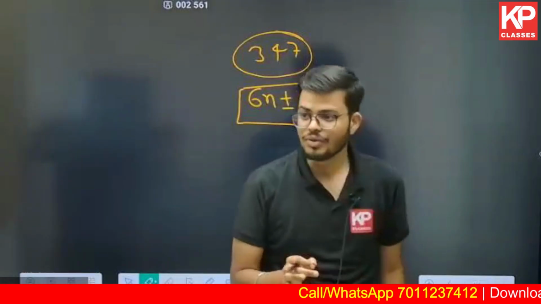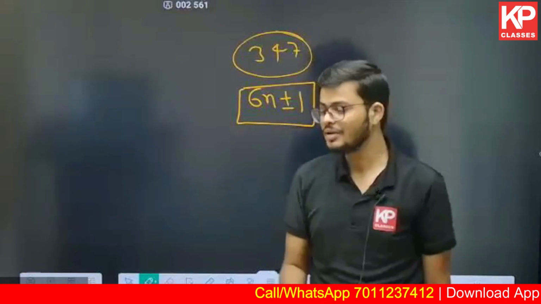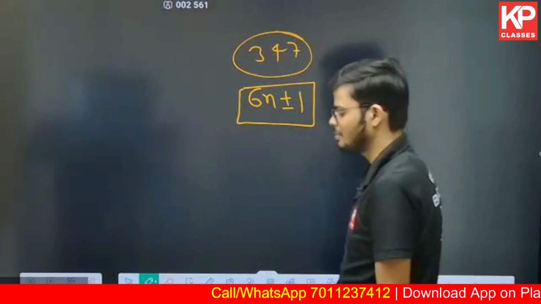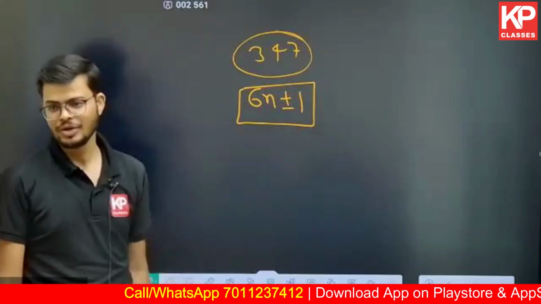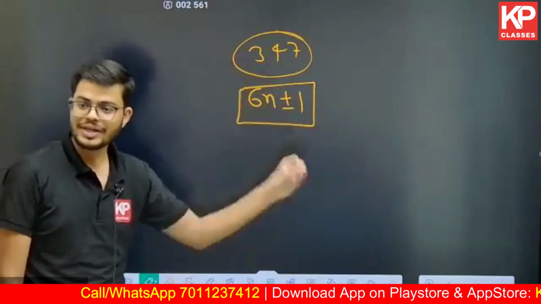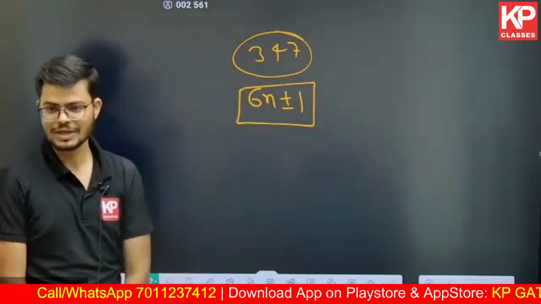All the numbers which are prime will be in this pattern: 6n plus minus 1, except 2 and 3. 2 and 3 do not follow this rule. All the remaining numbers are in this format: 6n plus minus 1.